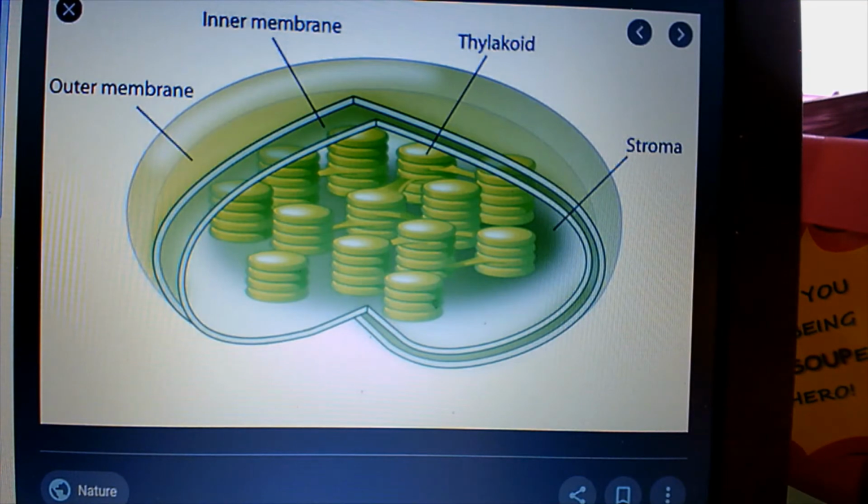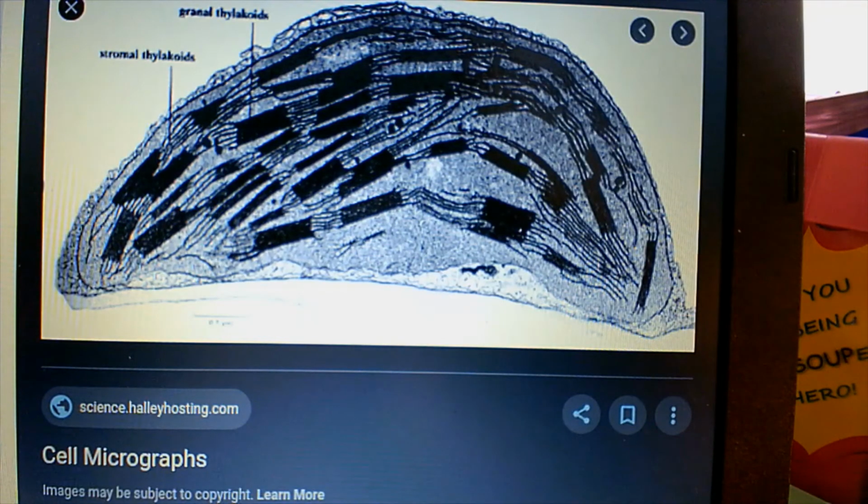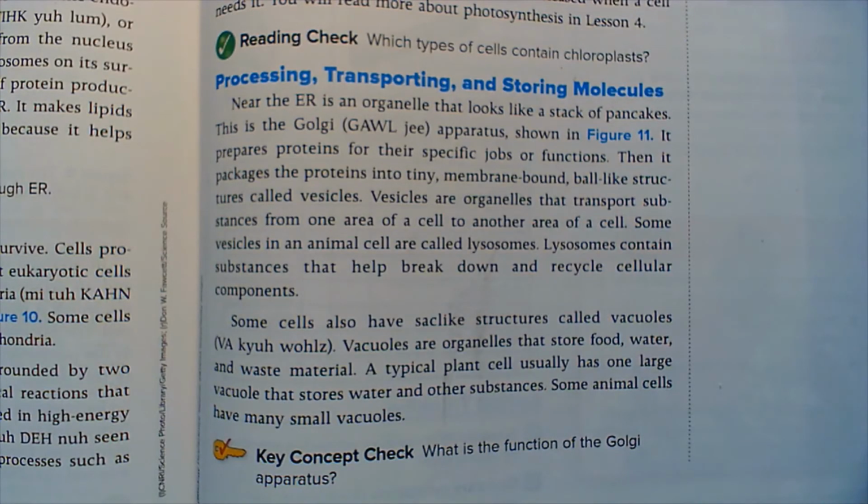The chloroplasts also have something called thylakoids, and they just look like stacked coins. That's where the photosynthesis is taking place, in the thylakoid membranes. Here's an electron micrograph of a chloroplast. You can see the stacked thylakoids there that we saw in the diagram that was drawn.